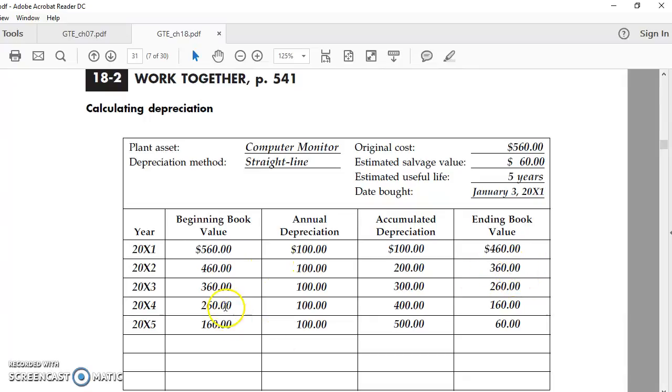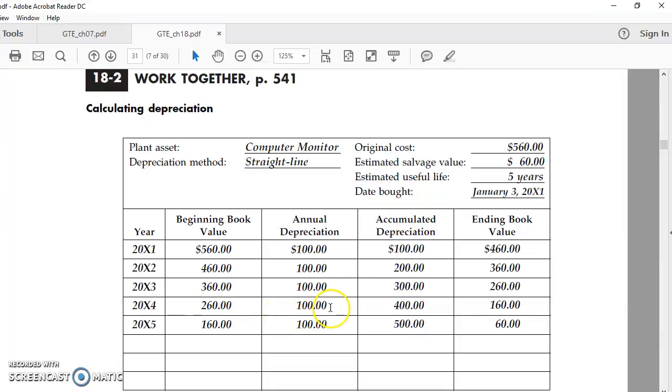Bring this 360 down to the next line. Because your beginning book value for 2003 is $360. Once again, annual depreciation is straight line. Subtract that from that. Your accumulated depreciation is the first year, the second year, the third year, which is $300. And 260 is your ending book value, which is 360 minus the annual depreciation, which makes 260. Bring this $260 down to your beginning book value for 2004.